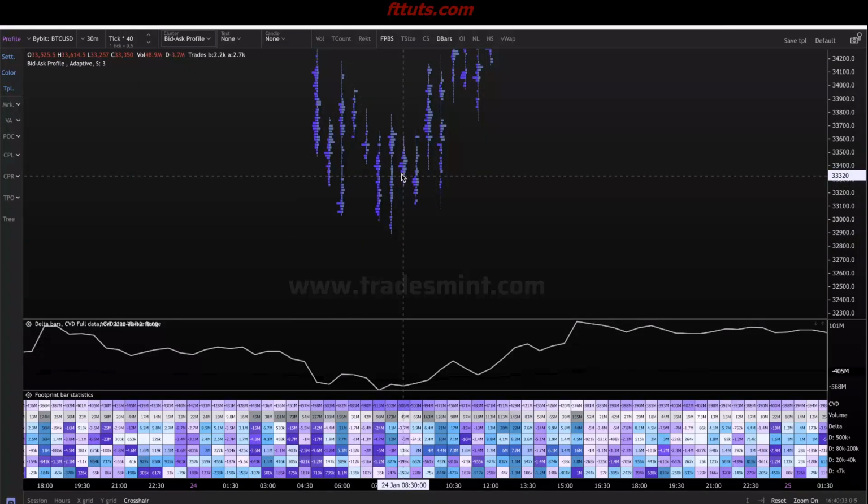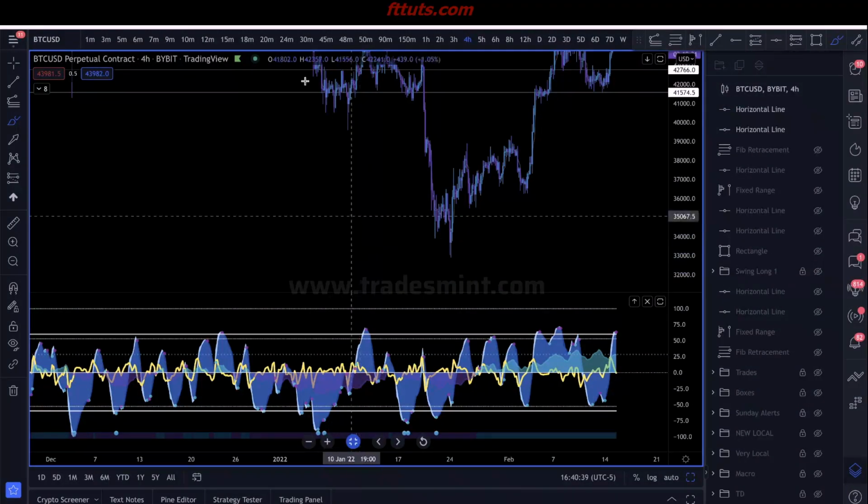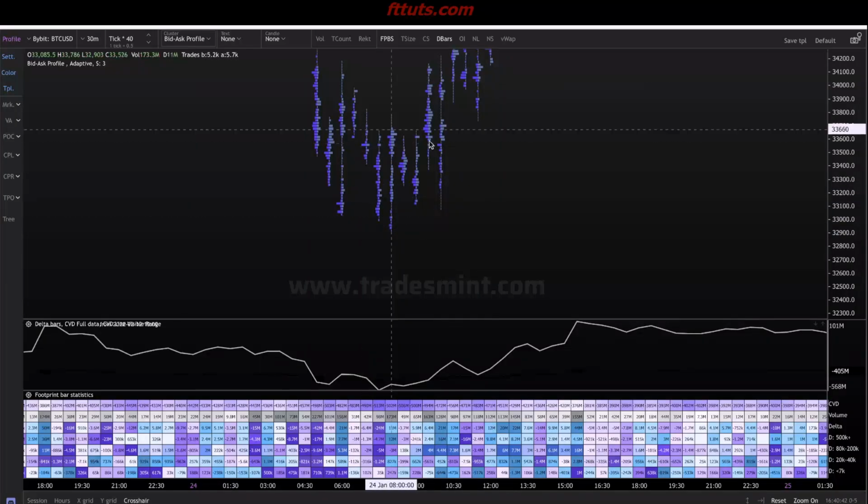Now, for me, I do not make any decision when it comes to trading unless I also see confirmation on Market Cipher, because a lot of times you will see these types of things happen and they do result in a move, but I like to get a little bit more confirmation.